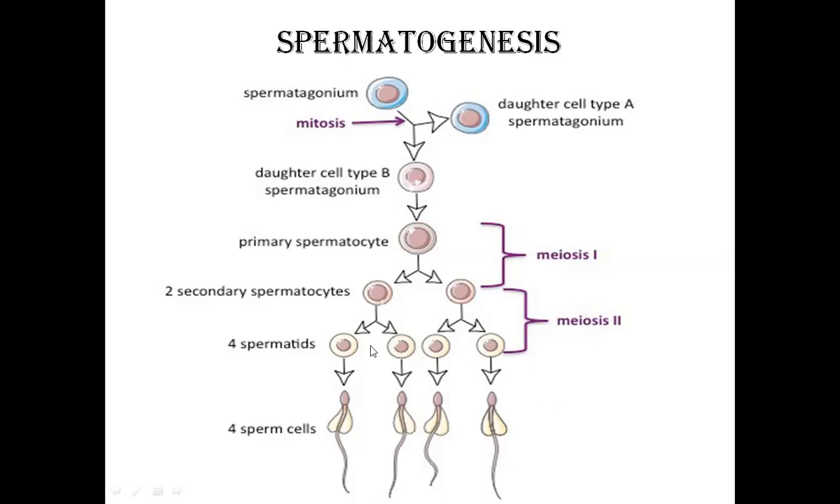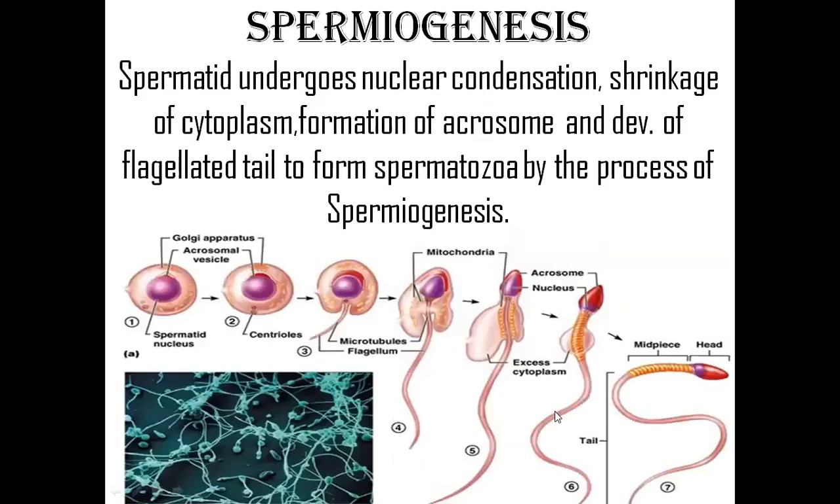But here 4 spermatids give 4 sperm cells or spermatozoa. So there is neither any replicational division nor any reductional division. So spermiogenesis, as we have said, is the maturation and differentiation of a spermatid into a typical adult sperm. And these spermatids undergo nuclear condensation. The nucleus condenses to a smaller one.